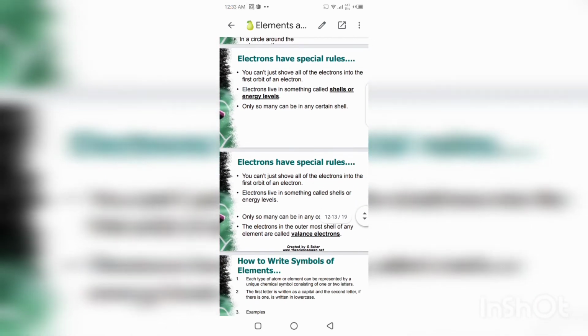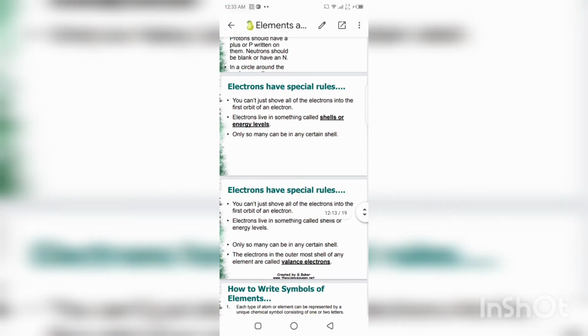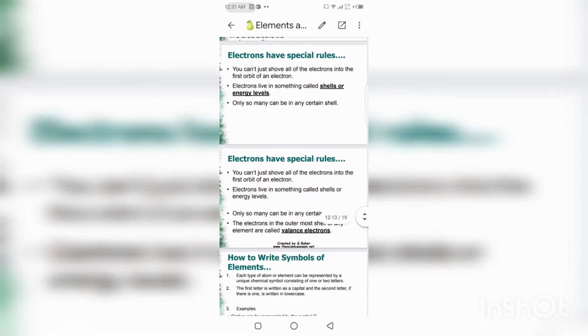Electrons have special rules. You can't just show all of the electrons in the same orbit. Electrons live in something called shells or energy levels. Only so many can be in a certain circle. The electrons in the outermost shell of any element are called valence electrons.